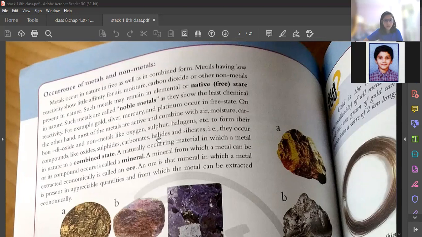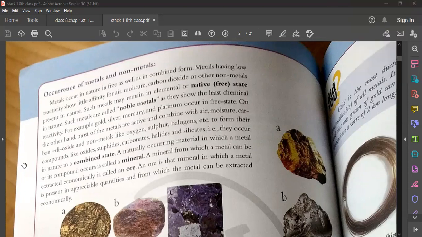Okay, but in the earth crust also, some metal will be in the combined state, some metal will be in the free state. Okay, what is the combined state and what is the free state? Sir, combined state means they will be reacted with some other elements like impurities, like bauxite, the aluminium ore. Very good. And free state means the metal will be purely present in its own form, like gold. Very good.